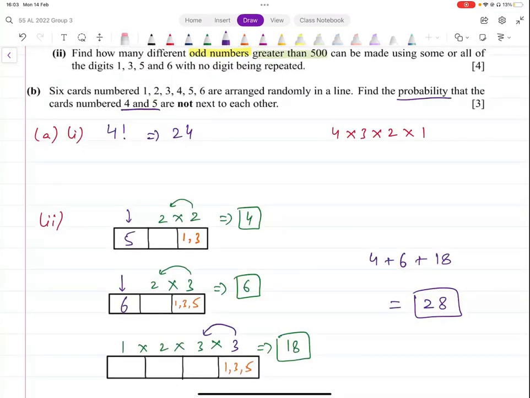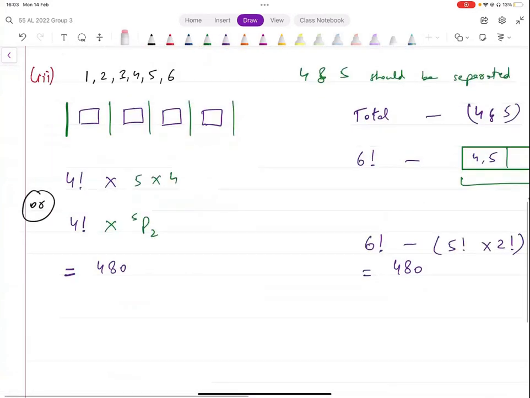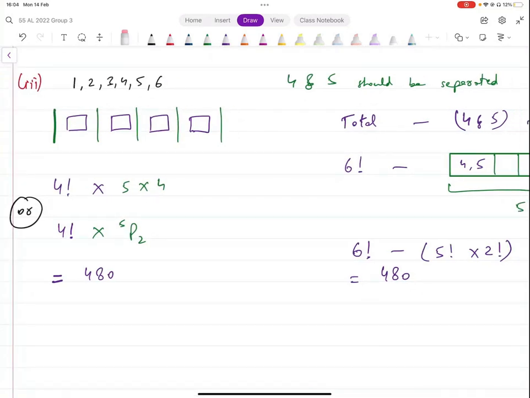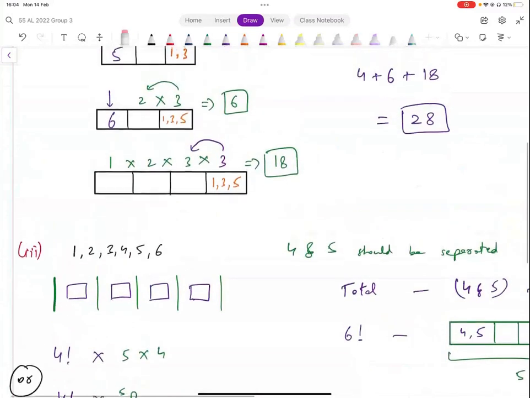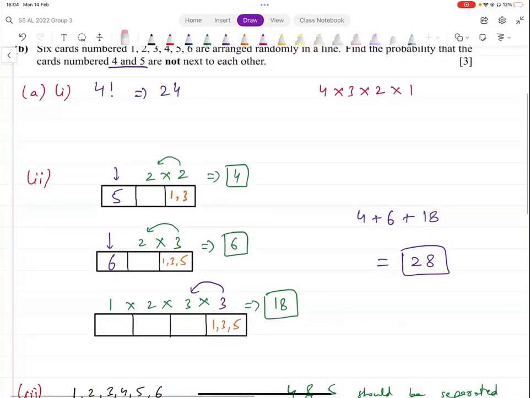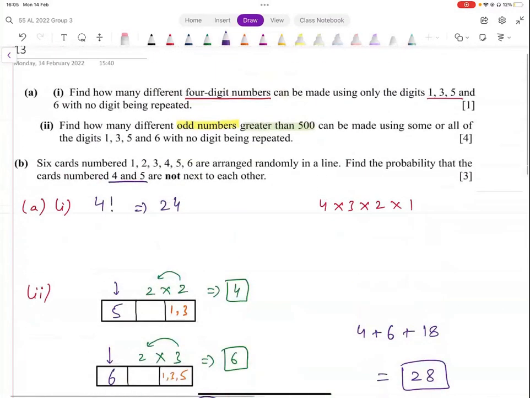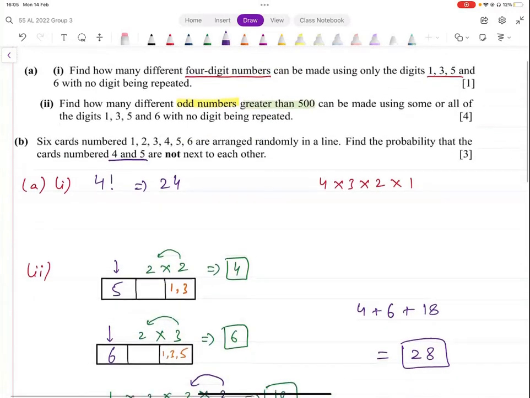Find the probability that the cards numbered 4 and 5 are not next to each other. Probability kaise find karein? Humne to number of ways find kar liye, number of arrangements in which they are not together. Acha. So we have to find the probability. Probability kya hoti hai? Number of favorable outcomes divided by the total number of possible outcomes.